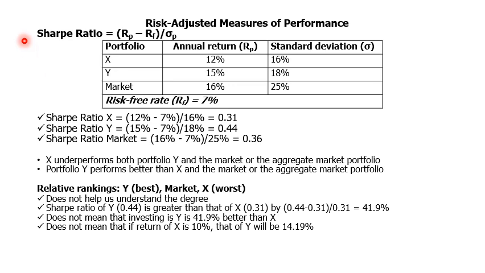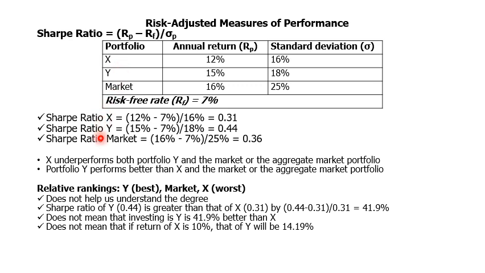Let's consider an example to calculate the Sharpe ratio. The formula for the Sharpe ratio is Rp minus Rf divided by sigma p. Rp is the annual return of the portfolio, Rf is the risk-free rate, and sigma p is the standard deviation of the portfolio. The Sharpe ratio for X is 12% minus 7%. 12% is the annual return and 7% is the risk-free rate, divided by 16%, which is the corresponding standard deviation of X.